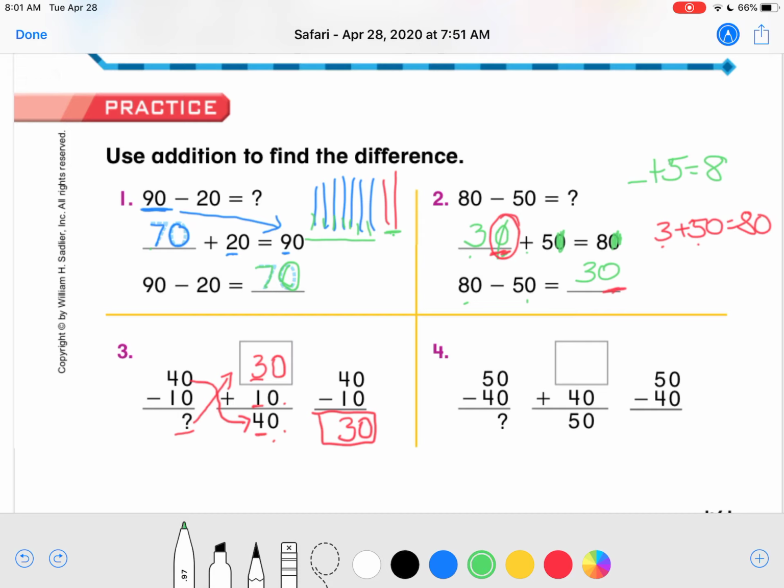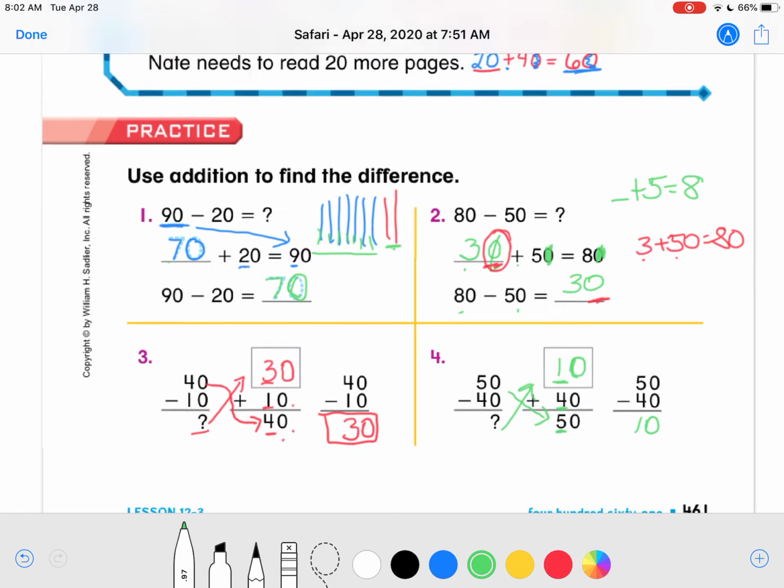Last one. 50 minus 40 equals blank. So it's switching spots, right? So now I'm going to say blank plus 40 equals 50. Blank plus 4 equals 5. What plus 4 equals 5? 1. And then write my 0 in the ones place. So my answer is really 10. So I'm going to write the 10 right here.